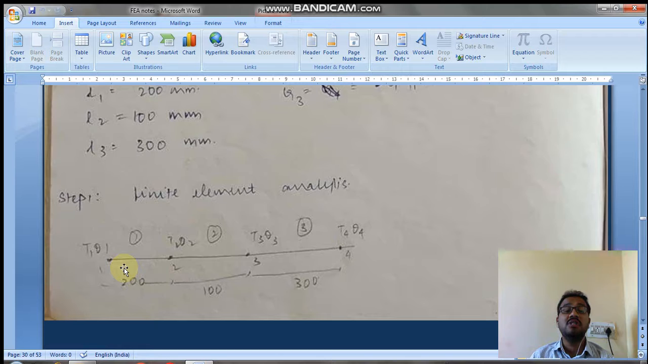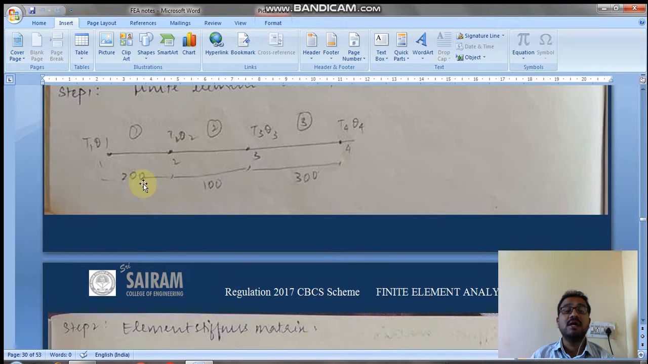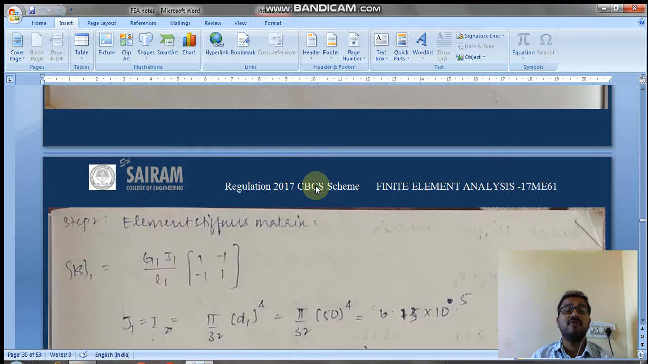We know that each node has 1 degree of freedom, but what we need to remember here is that at each node there will be a torque and also a deflection, which we can call the slope. For all four nodes I'll write the torque and the slope as T1 theta 1, T2 theta 2, T3 theta 3 and T4 theta 4. So node 1, element 1, element 2, element 3, node 2, node 3, node 4, and the corresponding lengths for the elements I have written here.